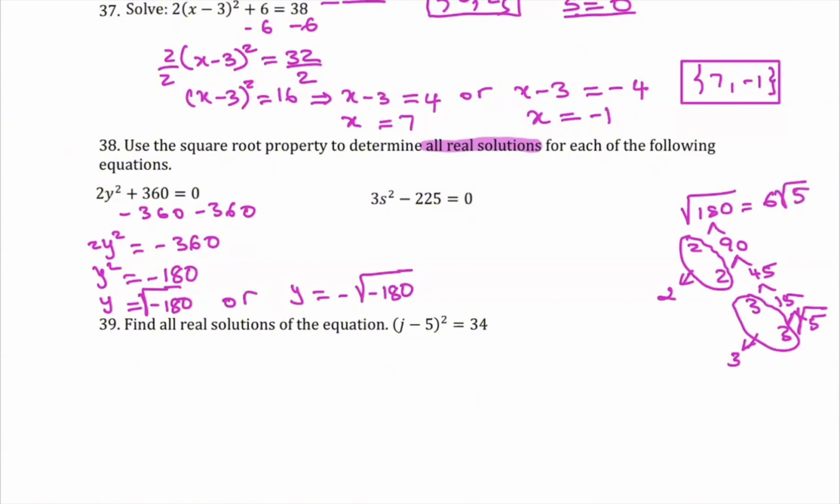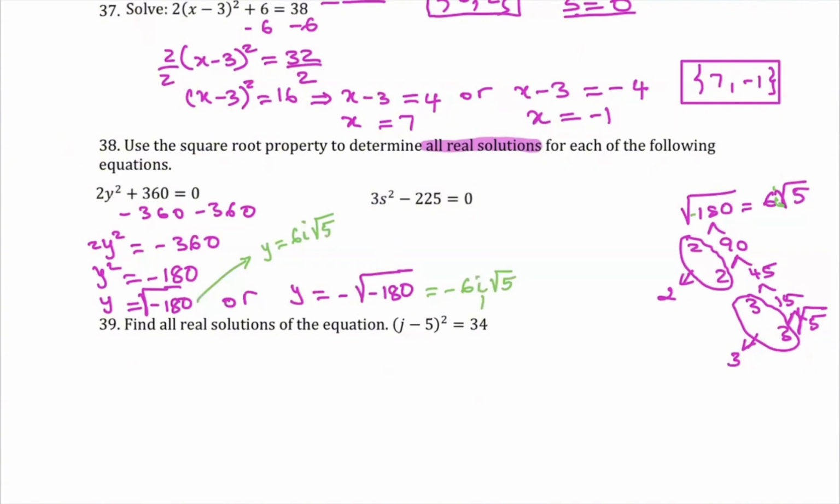Now, because inside is negative, it will be i. So y equals 6i square root of 5, and the other one would be negative 6i square root of 5.